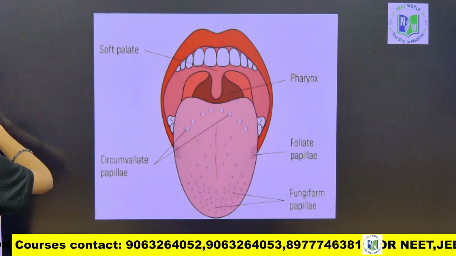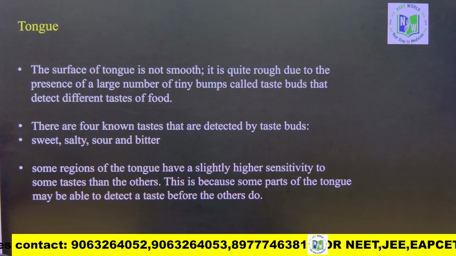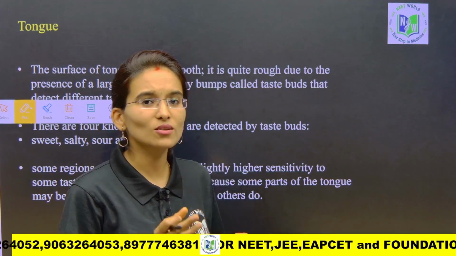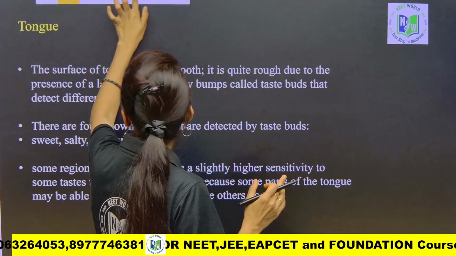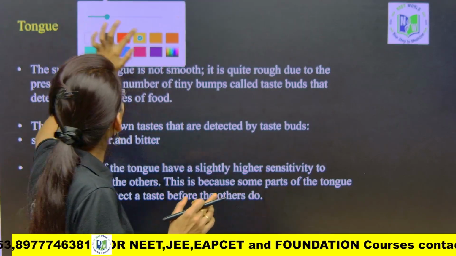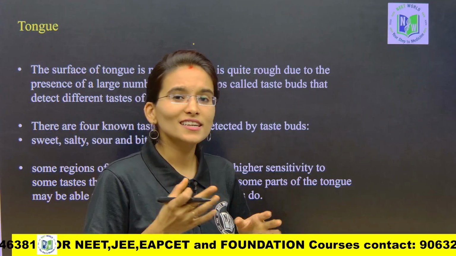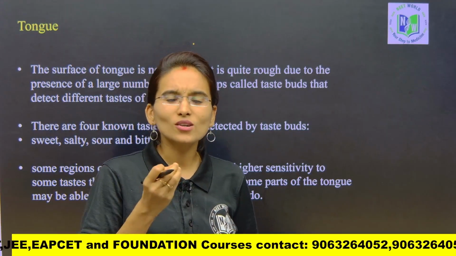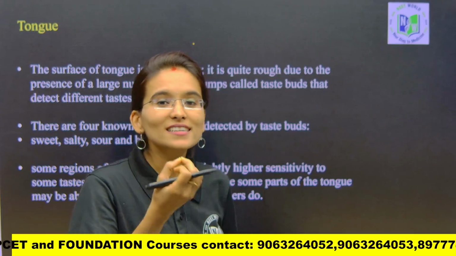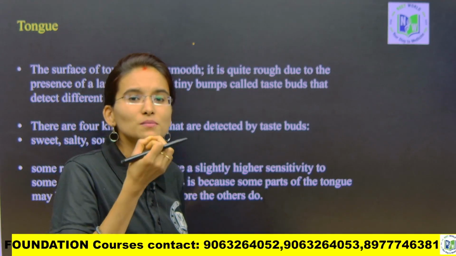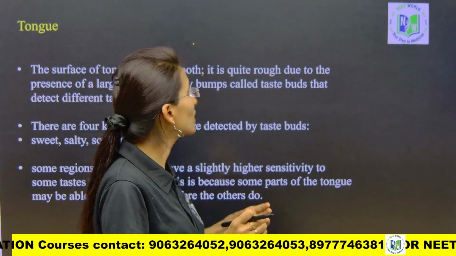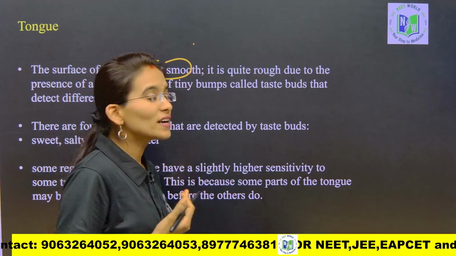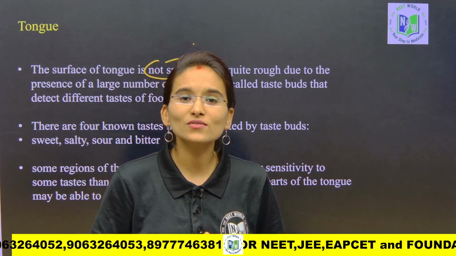Now we are going to look into it. Generally the surface of the tongue is not very smooth, my dear students. You can observe it yourself: take a mirror and see how your tongue looks. It is not completely smooth, but somewhat rough in structure with some small tiny bulged surfaces. See here, the surface of the tongue is not smooth, it is quite rough. Why is the surface of the tongue so rough?